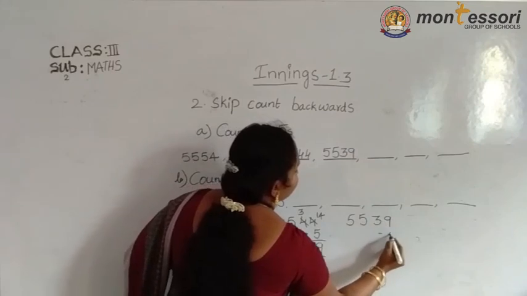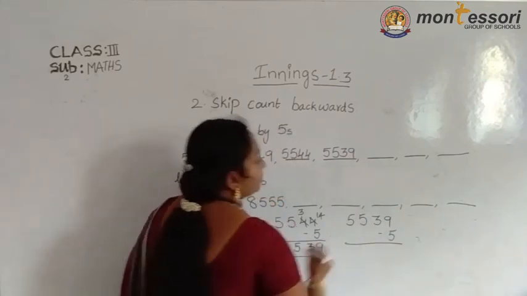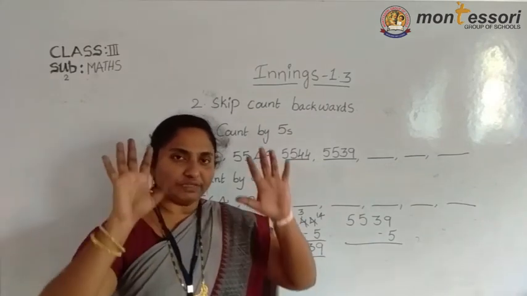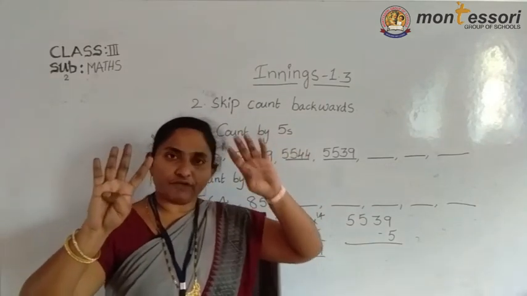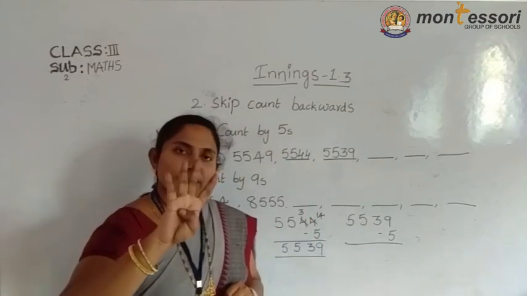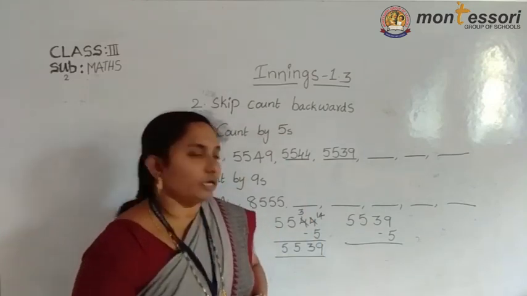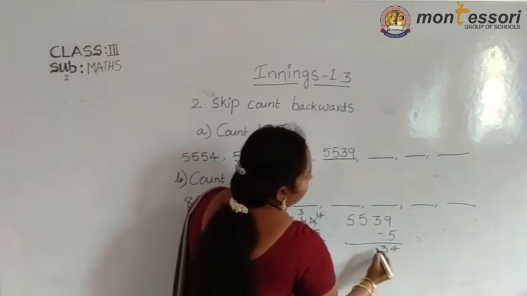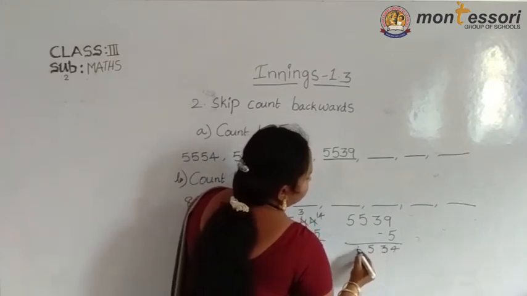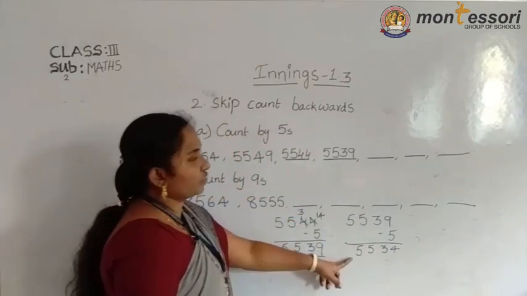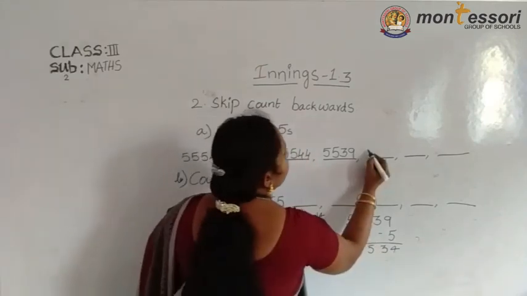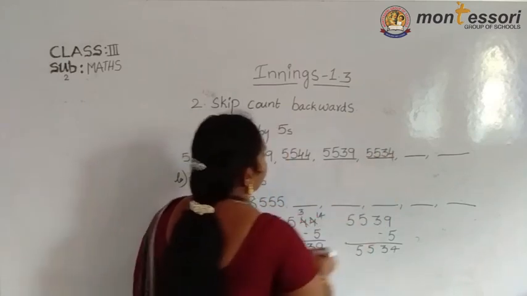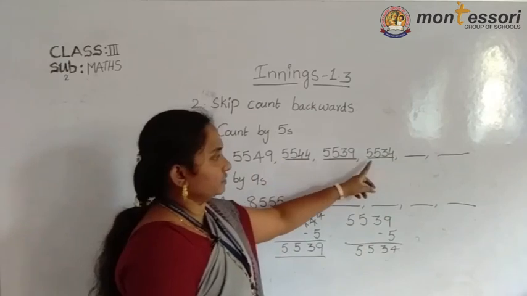5539 minus 5. Okay, 9 minus 5. These are the 9 fingers. I am closing 5 fingers. Remaining, how many are there? 4. Now I am writing here 4. And the remaining 3 digits as it is we can write. Okay. Now what is the answer we got? The answer I am writing here 5534. Okay. Now we can find out 3 numbers.